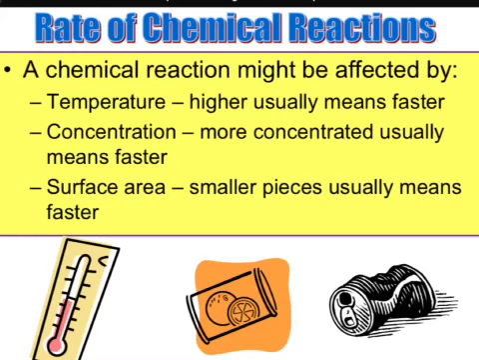Concentration. The more concentrated the chemicals that are reacting, usually the faster they will react. So a chemical change will happen faster if you have more intense concentration. And finally, surface area. If you have a big chunk of something, it's going to react or change slowly, compared to a smaller piece of something, which will change much more quickly. Okay?